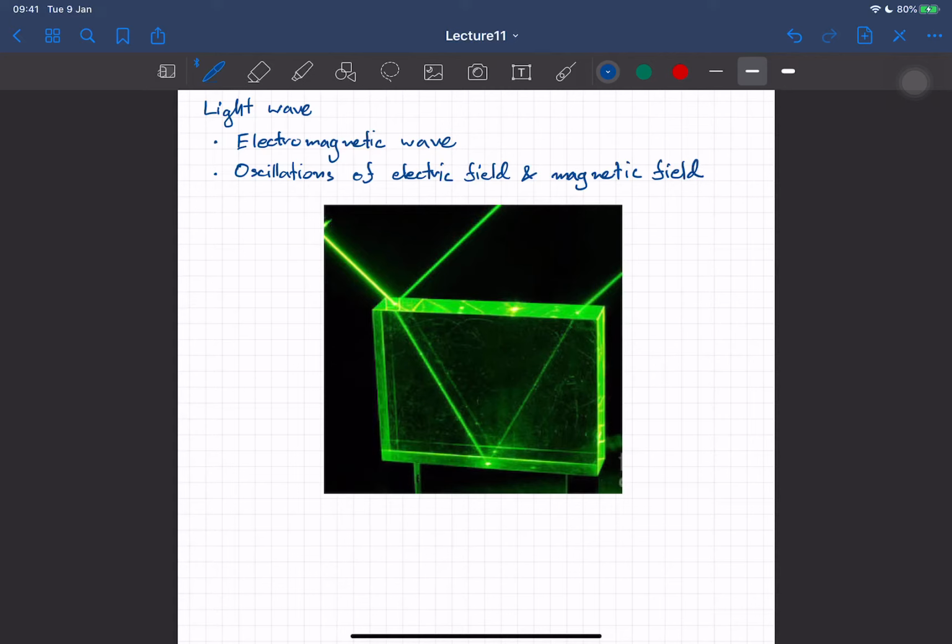So what I mean is, let's take a look at this picture. This picture is a laser pointer which is green. You can buy it very cheaply nowadays. It's pretty bright, so it's very dangerous. Don't just buy it and shoot it into your friend's eye or something like that. But you can buy it.